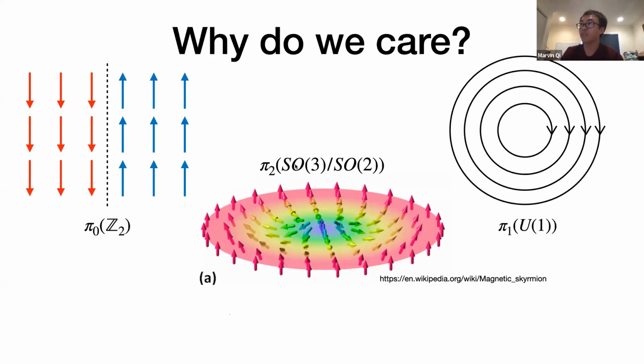So the coset space is this SO3 mod SO2, which is just the 2 sphere, and pi 2 of that will tell us, for example, what kinds of textures we can have in a two-dimensional system.